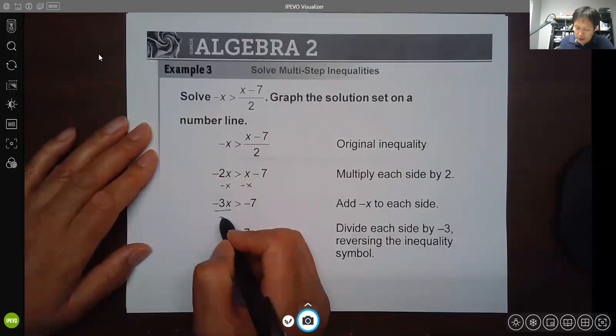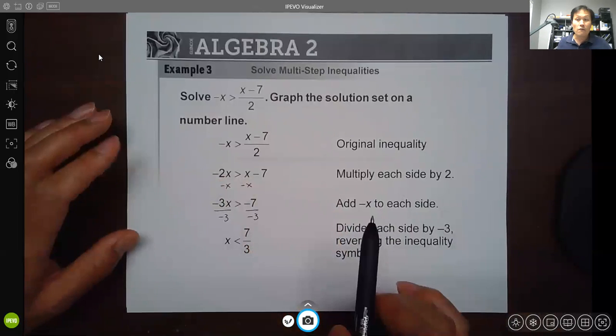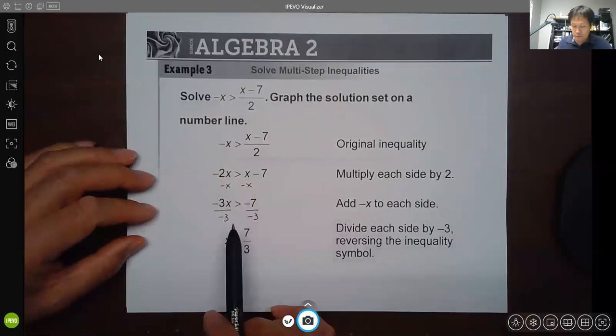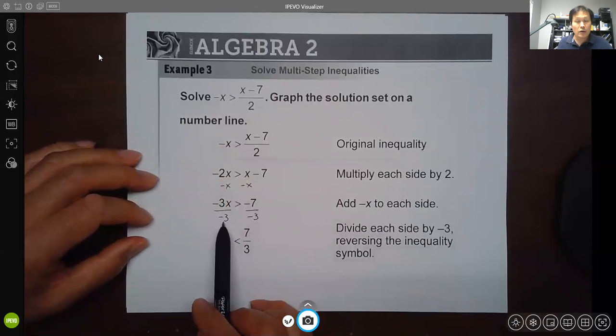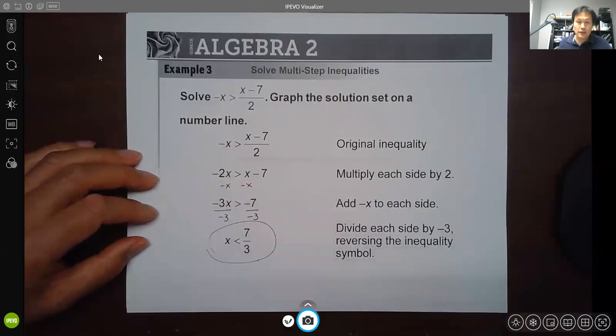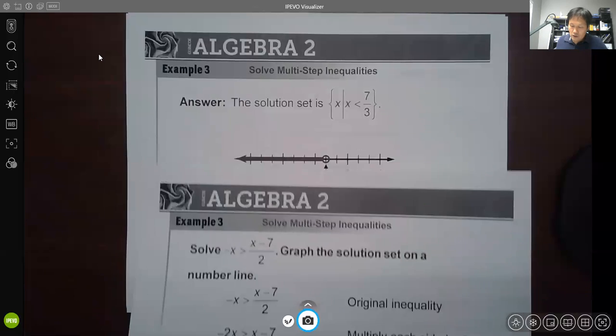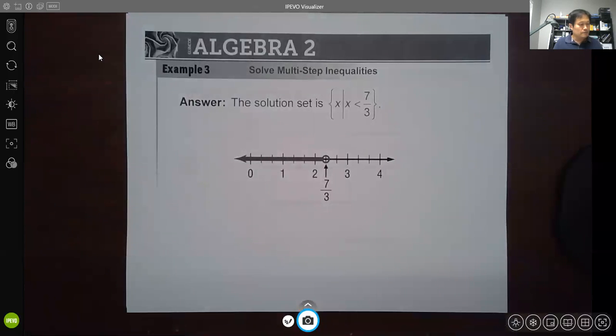So here you divide by minus 3, divide by minus 3. Again, be very careful. When you multiply or divide by a minus number on both sides, you have to flip the inequality. So the final answer is this. x is less than 7/3. Draw the number line right here.